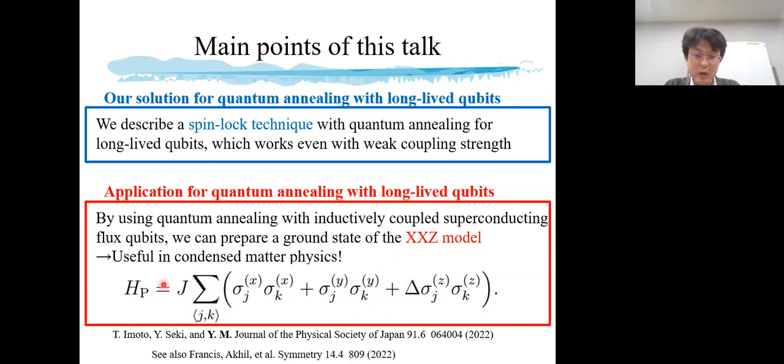So the XXZ model looks like this. So this is a flip-flop type interaction, and this is a ZZ interaction. This is also called the Heisenberg interaction. So if we can prepare the ground state of the Heisenberg interaction, it will be very useful in condensed matter physics.